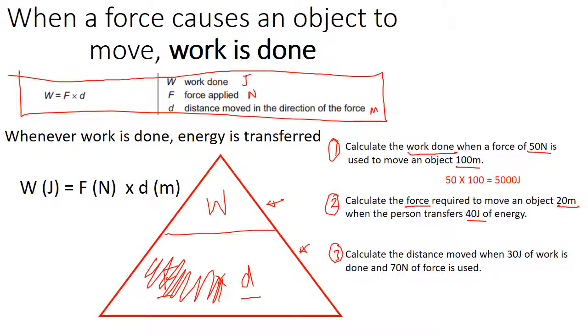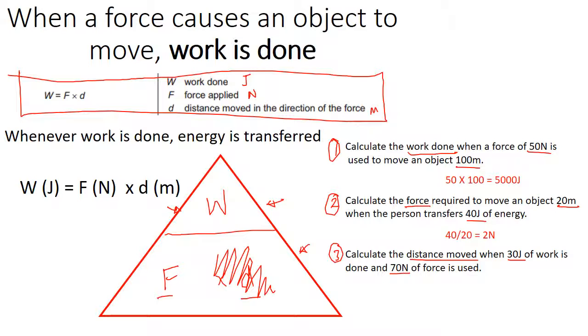Next one, calculate the force required. So I'm trying to find out force, so I'm going to cross out force. To move an object 20 metres when a person transfers 40 joules of energy. So I need to do here the work done divided by the distance. So I'm going to do 40 divided by 20, and it's 2 newtons of force required.